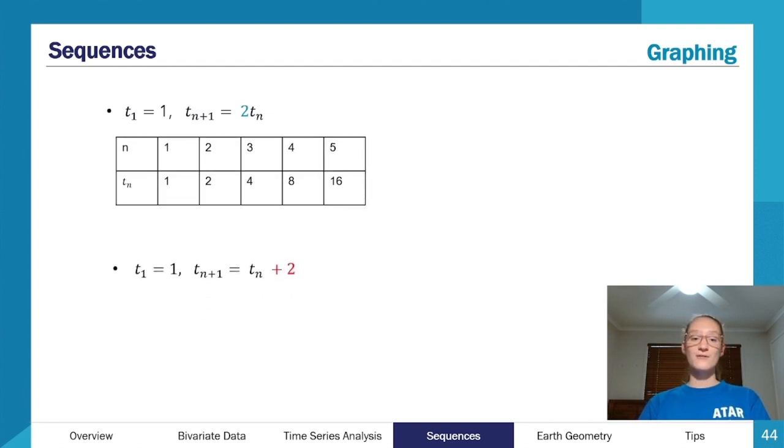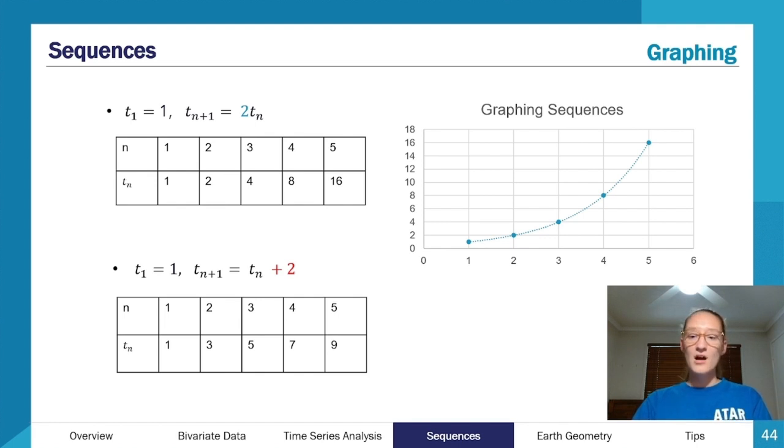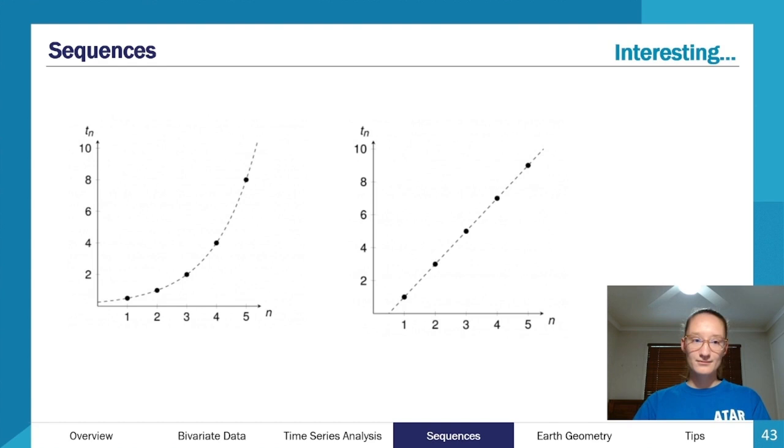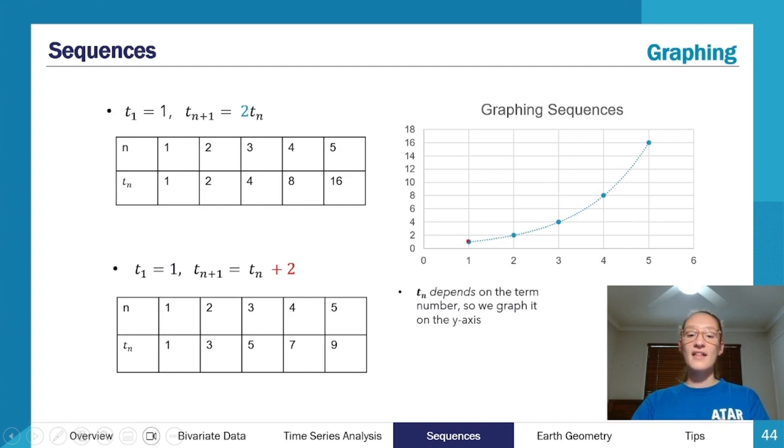So graphing, I already showed you a few graphs just before. Let me show you another one here. If I pull up my laser pointer, you can see here that we've graphed n down the bottom and we've graphed tn on the y-axis. And that is because tn, the output, the number that we're resulting in, depends on the term number. So term one, term two, term three. So that's why we always graph n on the x-axis and tn on the y-axis. It's like explanatory variable and response variable to make that connection there.